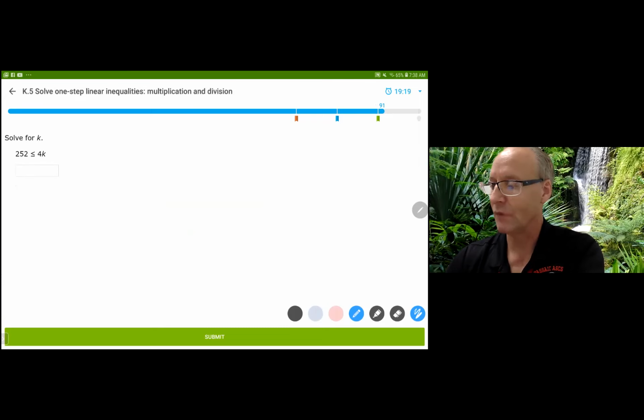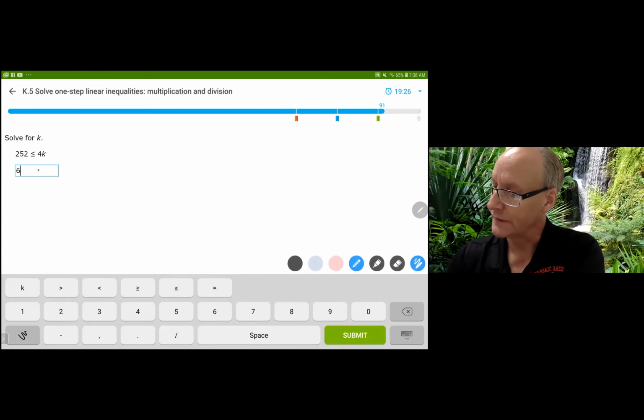We're going to divide by 4 on both sides, and we're going to get 63. So we're dividing by 4. We get 63 is less than or equal to K. And I'm just going to divide by 4, and that is correct.